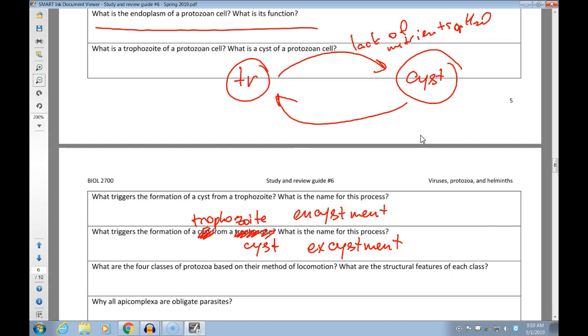Remember another thing. Which form can feed? Trophozoite. Which form can reproduce? Trophozoite. Which form can infect? Both. Yeah. Both forms can be infectious. Trophozoite can be infectious and cyst can be infectious. We clear?